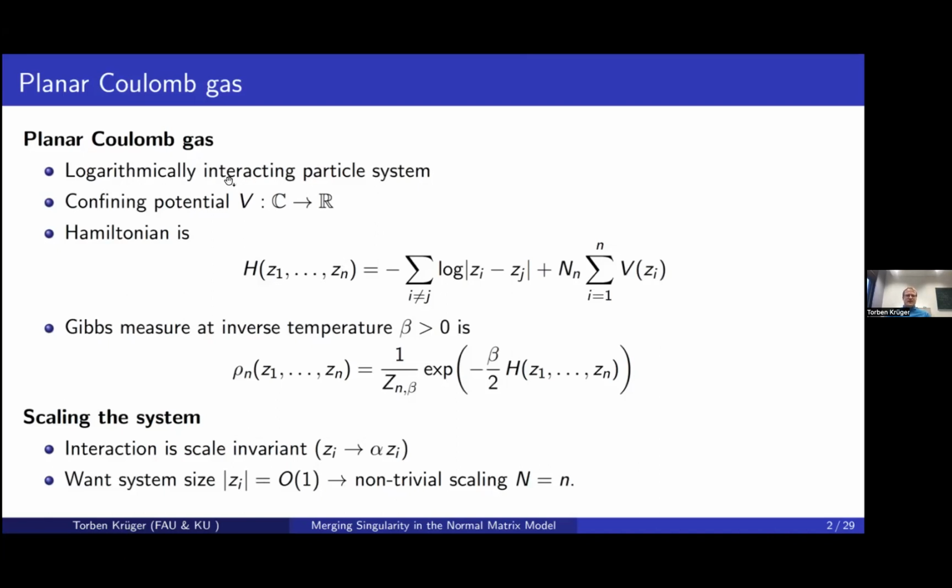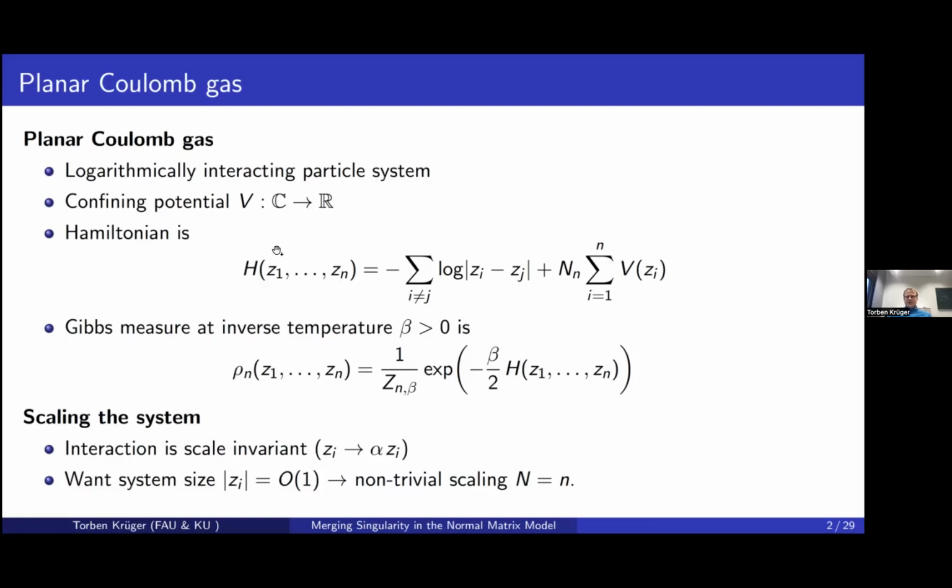So what we look at is a planar Coulomb gas as a general model. That's a logarithmically interacting particle system in 2 dimensions. So we have n particles, n is the number of particles, which we will take very large at the end. And then we have a logarithmic interaction and a confining, external potential.